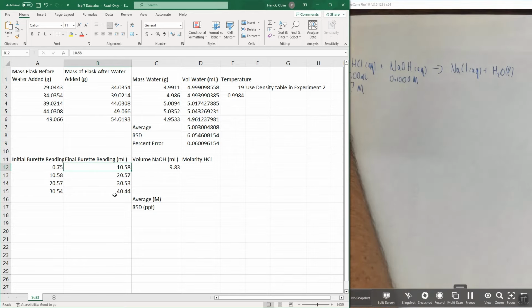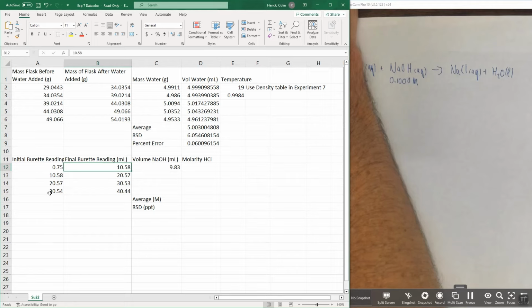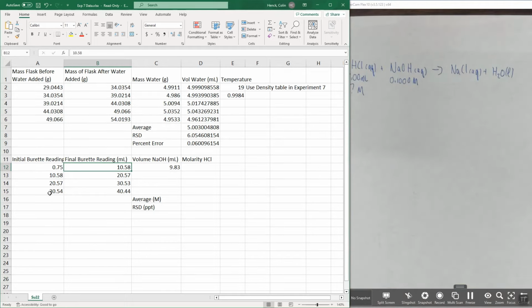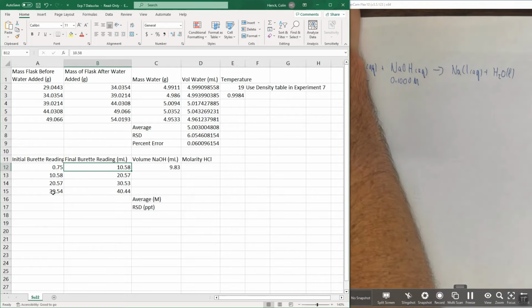Note that this works until you get to about 35-ish milliliters. If your initial reading is 35 milliliters, in this case, you would not want to do the next trial, because you may run out of NaOH. The burette only holds 50 milliliters, so if you run out of NaOH, that is a problem. So you want to make sure that your initial reading is below about 35 before you do the next trial.